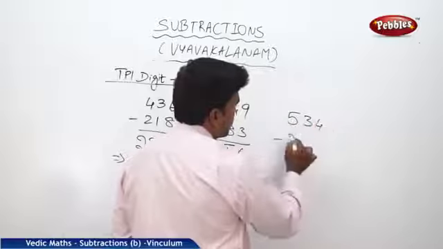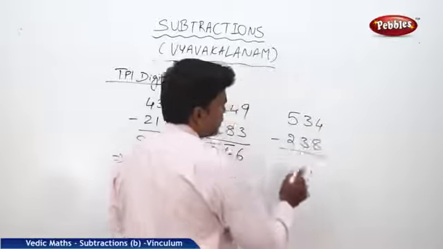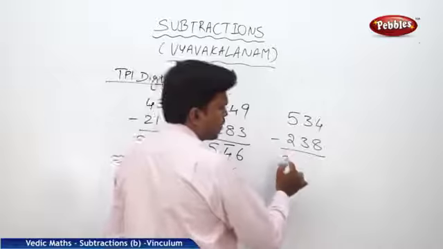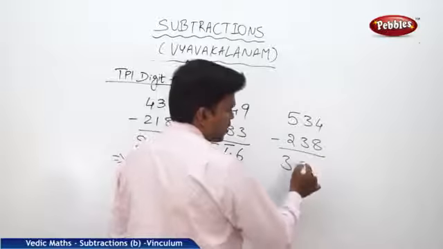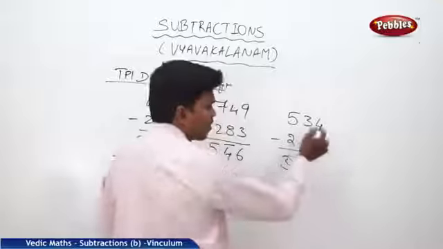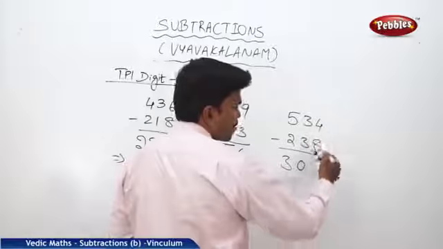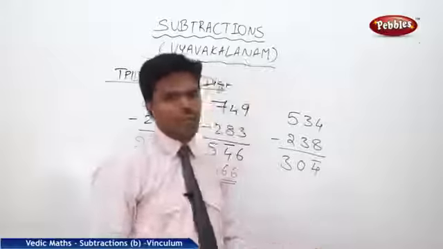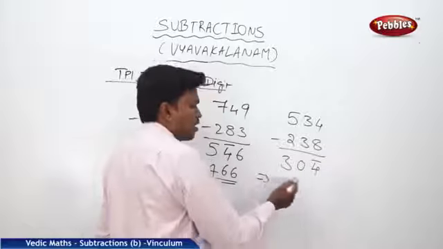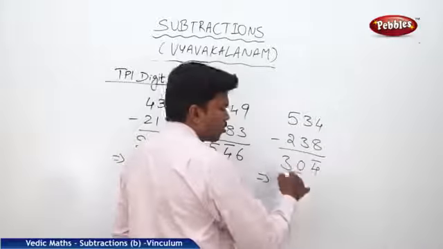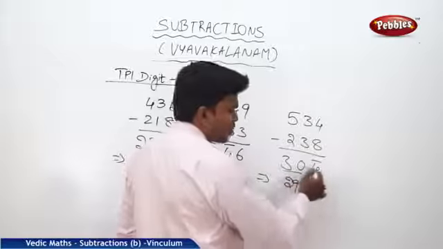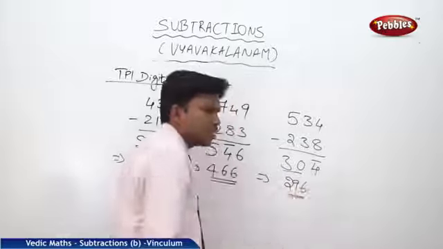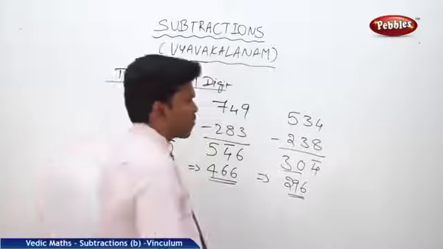Same way, suppose 534 minus 238. 5 minus 2, 3, but 3 only. 3 minus 3 will be 0. No problem. So 4 minus 8 not possible. So 8 minus 4 is 4 bar. So we got 304 bar. Now the number before the bar is 30, reduced by 1, how much will it become? 29. So 4 bar's complement is 6. So what is our answer? 296.